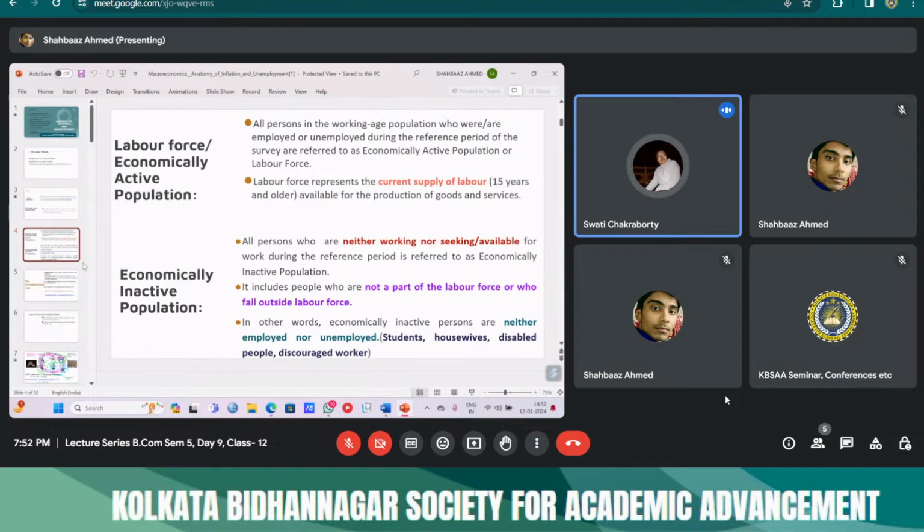And the economically inactive population are all persons who are neither working, I'm not talking of unemployed, nor seeking a job, nor available for jobs during the reference period. It includes people who are not part of the labor force, who fall outside the labor force. These are economically inactive people, so they are neither employed nor unemployed. Students cannot be employed, but you cannot say they are unemployed either. Housewives work at home, but they are not considered part of the economically active population because there's no money concerned here. Disabled people and discouraged workers are also economically inactive. They are neither working, nor seeking jobs, nor available for work. Okay, next slide, please.